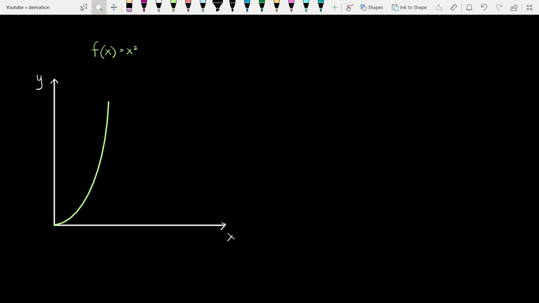So we have a curve over here, and we know that this curve is given to us by f of x, and f of x is equal to x squared. And what we want to do in this video is find the area under this curve from x equals 3 to x equals 5. So basically the shaded area over here, we're trying to find that out.